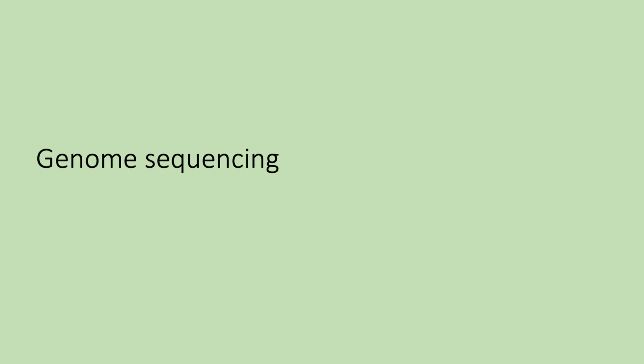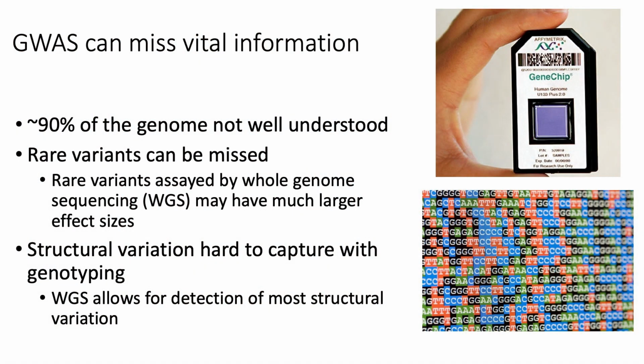So now to briefly talk about genome sequencing. So as I said at the start, all of the data when we're doing GWAS studies is using genotype data, where we're not looking at every position on the genome, we're looking at a specific, small subset, and filling in the gaps. And we've discussed some of the limitations of those methods. But GWAS can miss vital information. So as I said, 90% or thereabouts of the genome is not very well understood.